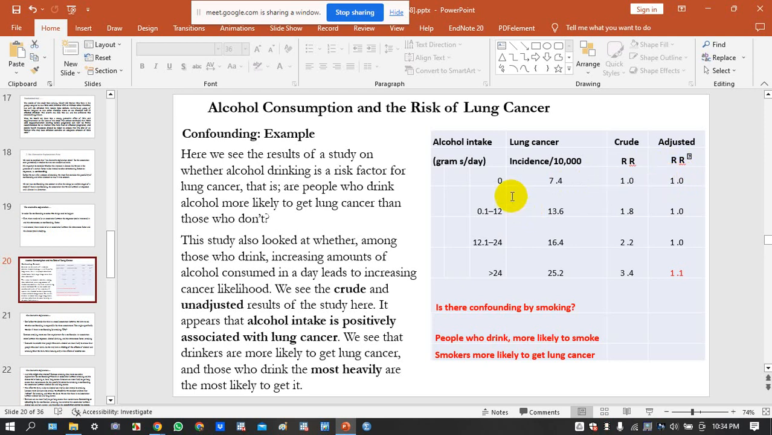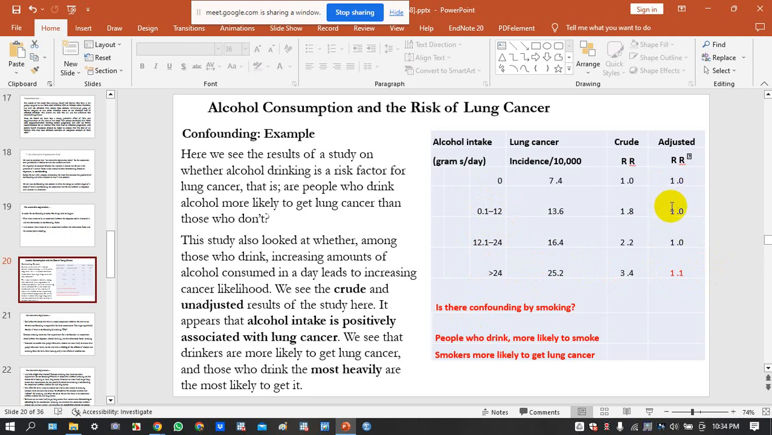So we can see that as alcohol concentration increases, then the incidence of lung cancer also increases. The risk of lung cancer also increases. But when we adjusted, we removed age from it. The risk increased only in those who drank beyond 24 grams of alcohol in a day. But for those from 0 to 12, and 12.1 to 24, the risk was the same.